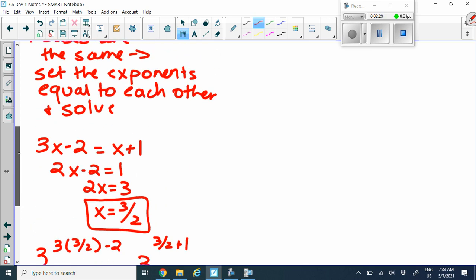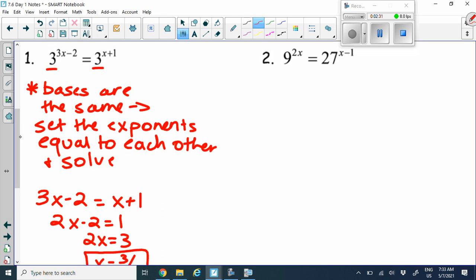Now, you don't always have to check your answer, but that's just a way if you're not sure if you did this correctly. You can always take your x value and plug it back into the original equation for wherever you see x. Okay, let's look at number 2.